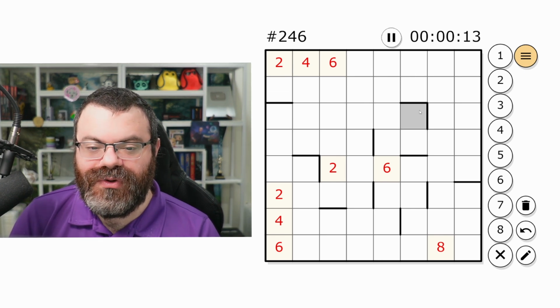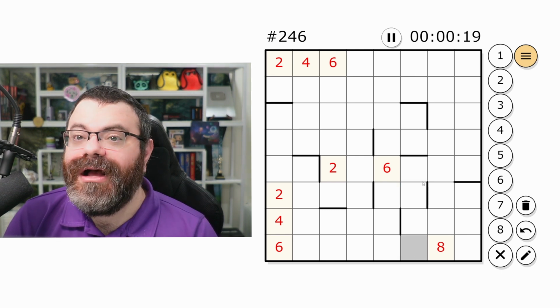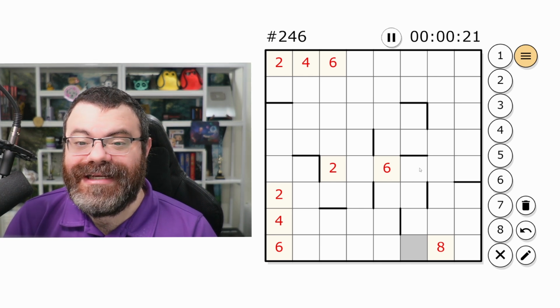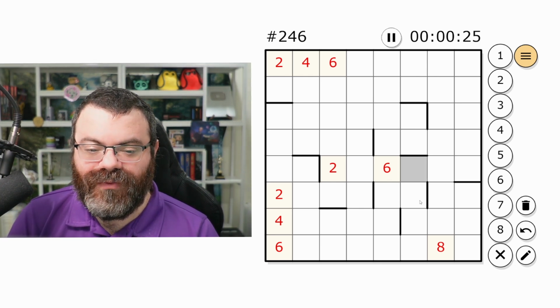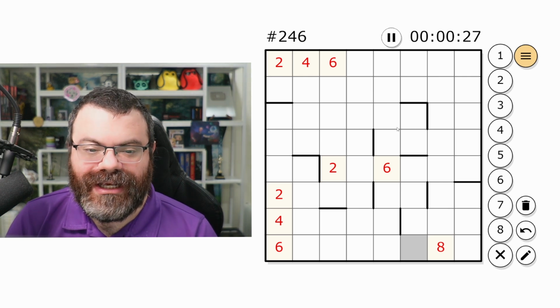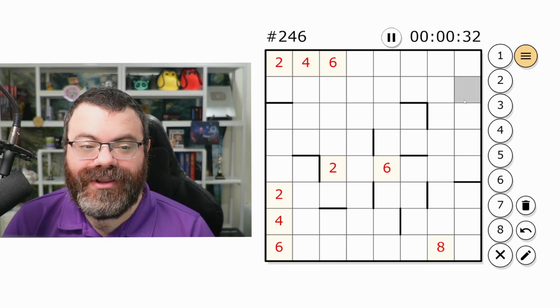So, for example, we have two bold borders in this column, splitting it into a 2-length segment, a 2-length segment, and a 4-length segment. For a segment of length n, we need the digits 1 to n exactly once each. So we need 1, 2 here, 1, 2 here, and 1 through 4 here exactly once each. Works the same for rows. A row or a column with no bold border needs all of 1 through 8.